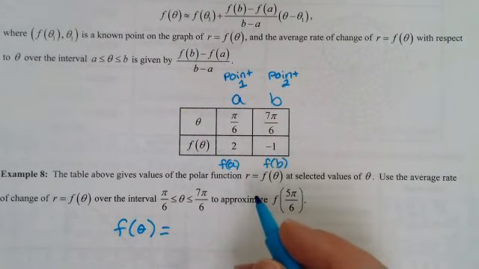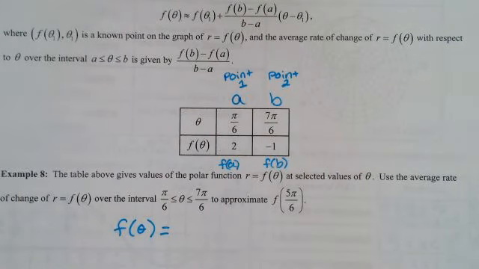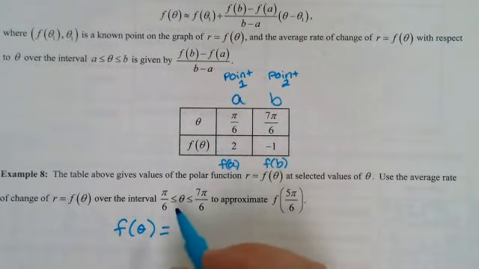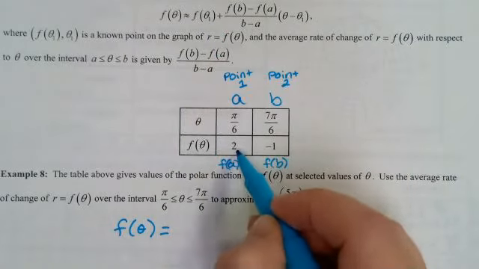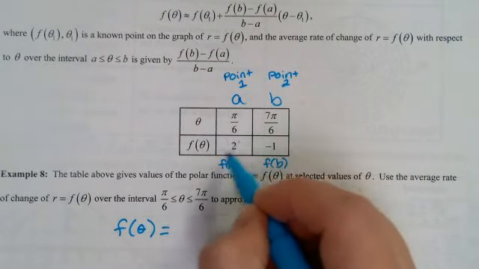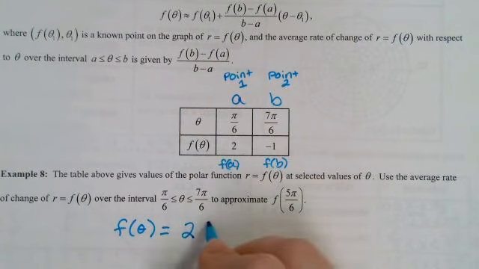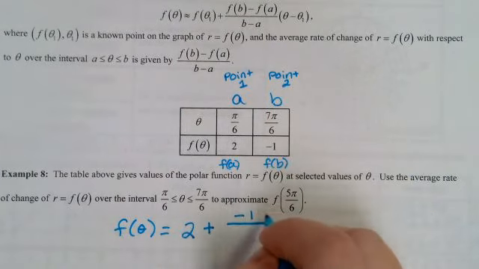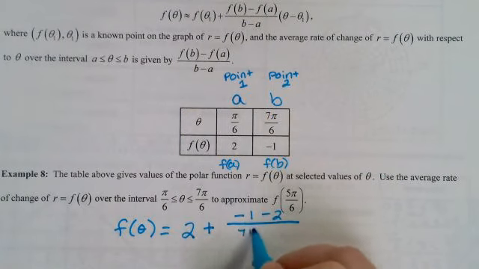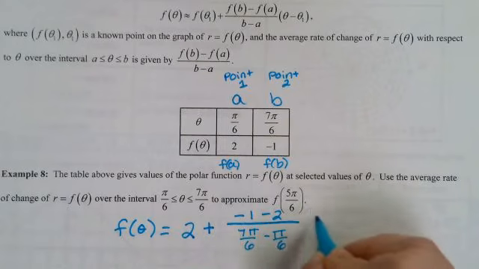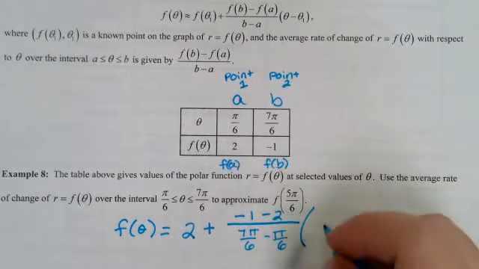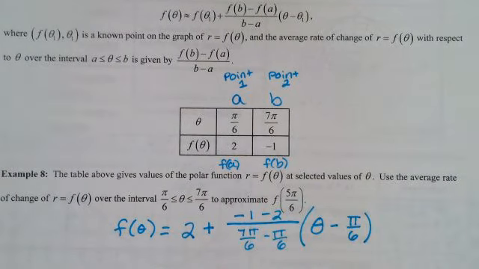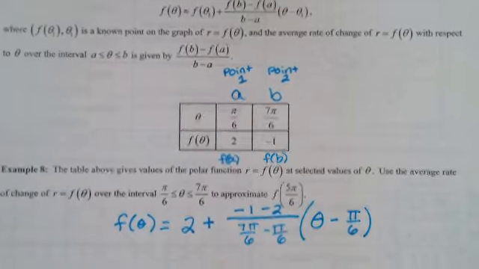Okay, so, and honestly, if you prefer to get the slope separately, you could totally get the slope separately and then plug it in. But just because they gave us this full equation, I'll try to write it all the way out. All right, f of theta 1, we're looking at f of theta for that first point. That's here at this 2. So we'll have 2. We're going to have plus, and then we've got to use our formula. We want f of b minus f of a, so negative 1 minus 2 over b minus a, 7 pi over 6 minus pi over 6. Then that's going to get multiplied by theta minus our theta from our first point. Okay, so I've just plugged in values to that formula where they go. And I know that looks messy, but we got to get an equation.